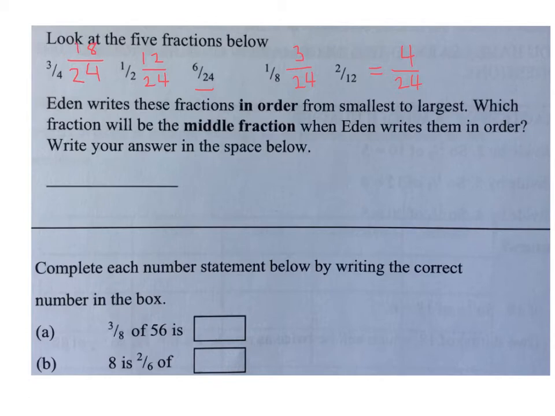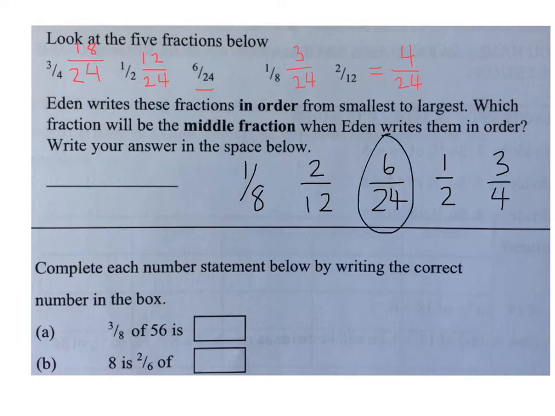So if I look through my list, my smallest one is 3 24ths, which is 1 eighth. My next smallest would be my 4 24ths, which is 2 12ths. The next smallest, if I go in order, would be my 6 24ths. My next, as we go towards the biggest number, would be my 12 24ths, which is 1 half. And the biggest fraction of the list would be my 3 quarters. So my middle fraction and my answer is 6 24ths.